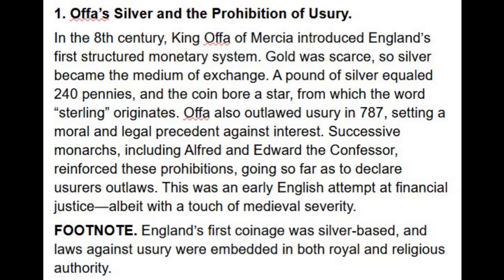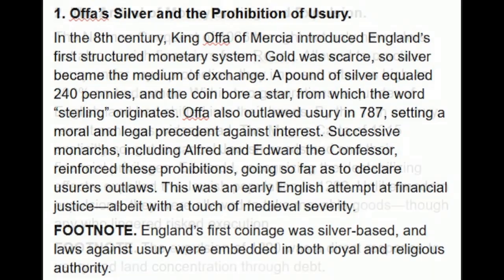Successive monarchs, including Alfred and Edward the Confessor, reinforced these prohibitions, going so far as to declare usurers outlaws. This was an early English attempt at financial justice, albeit with a touch of medieval severity. Footnote: England's first coinage was silver-based, and laws against usury were embedded in both royal and religious authority.